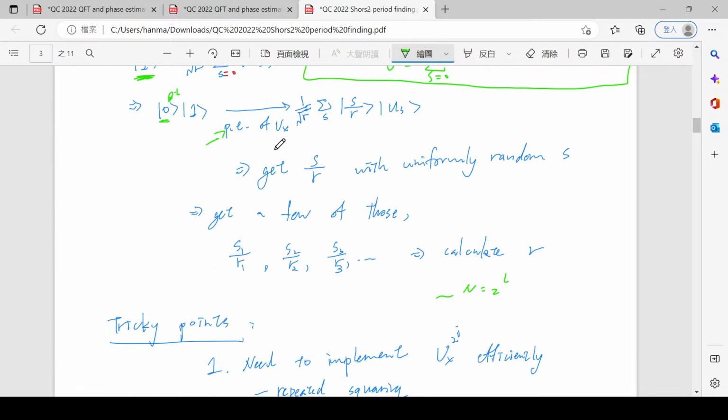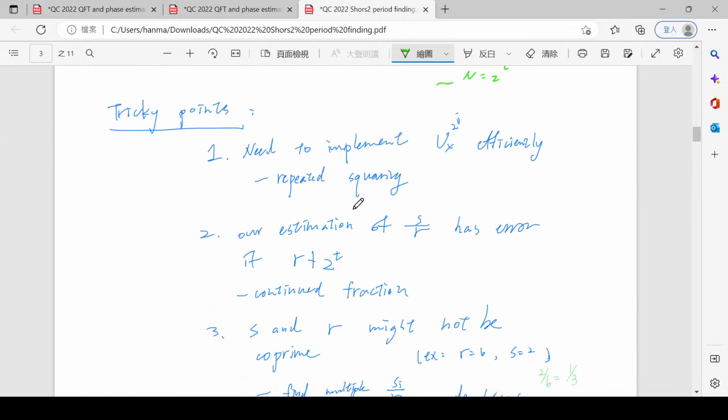And so that's the idea. We are going to do this a whole bunch of times, and we are going to create a whole bunch of fractions s1 over r1, s2 over r2, etc. And that will allow us to calculate r, and number theory is going to show us how that allows us to factor some number.